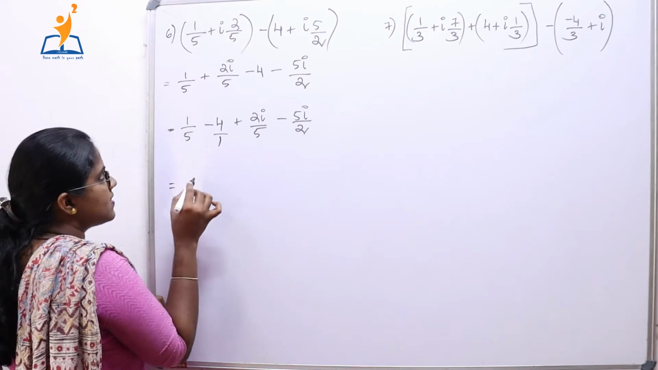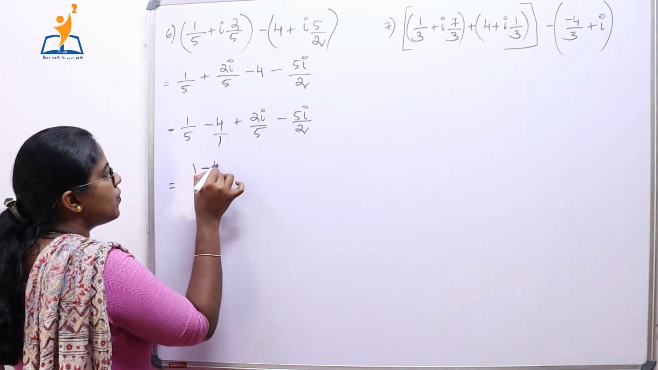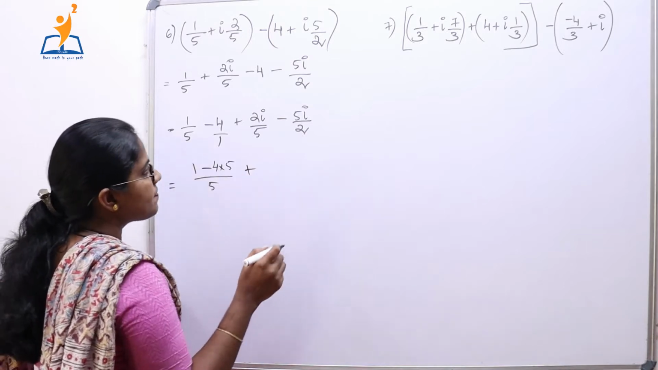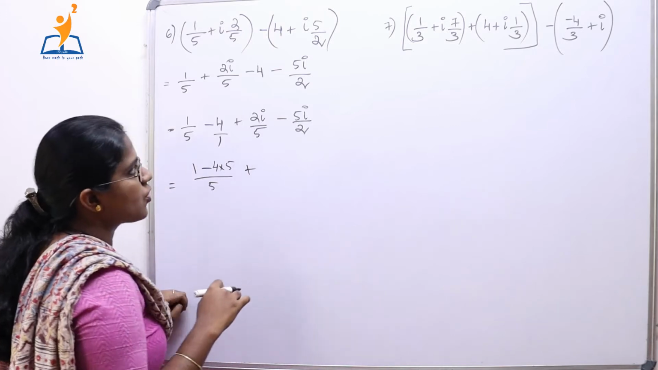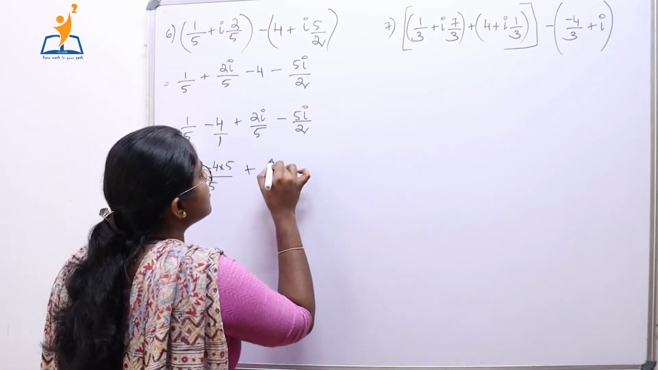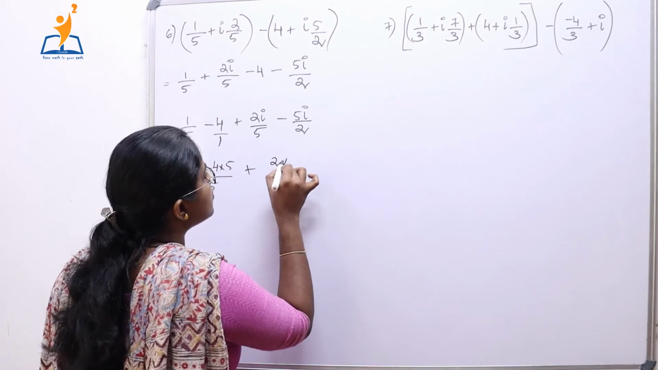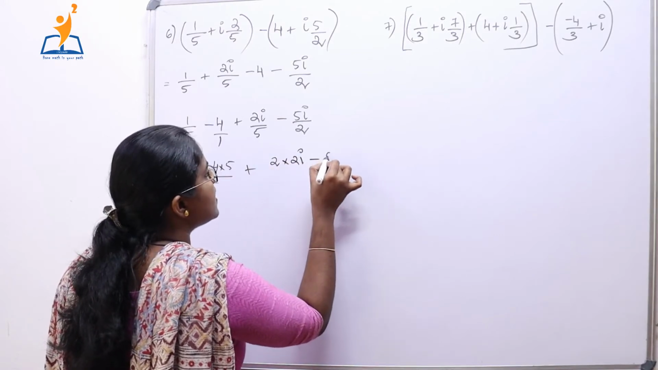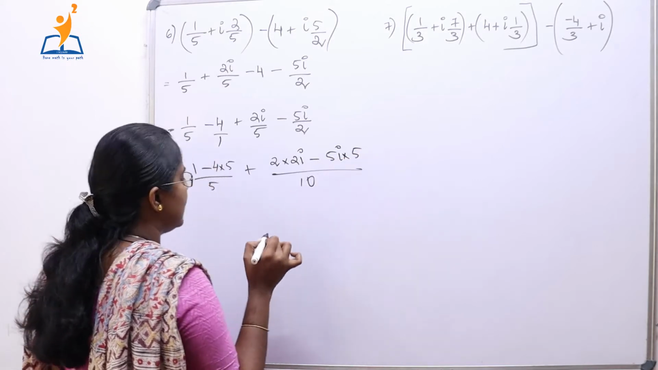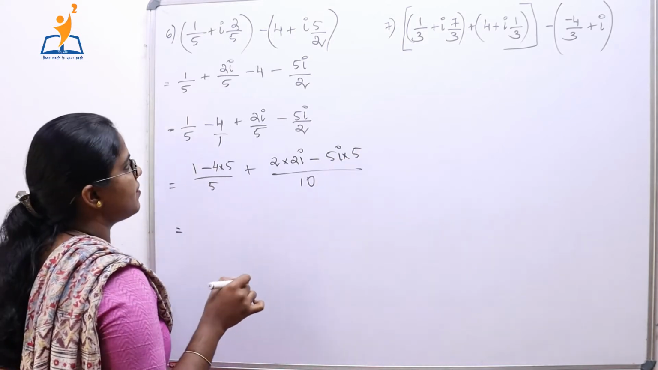So it will become like this: (1 minus 4 into 5) by 5 plus, we want to make the denominator common in the imaginary part, so it will become 10. So that is (2 into 2i minus 5i into 5) whole divided by 10. So we will go for simplification.